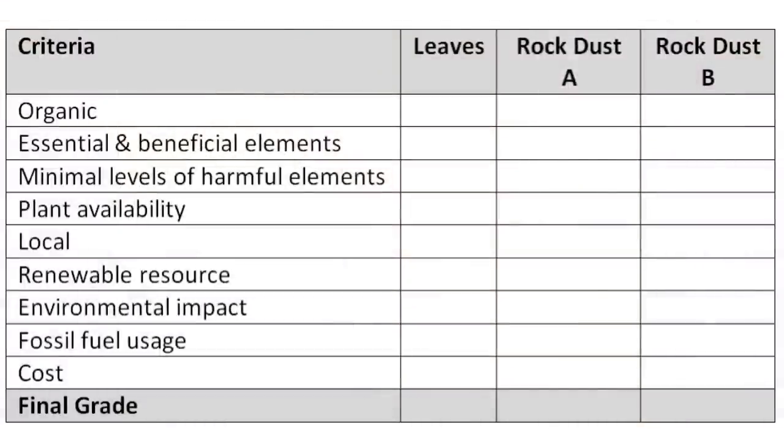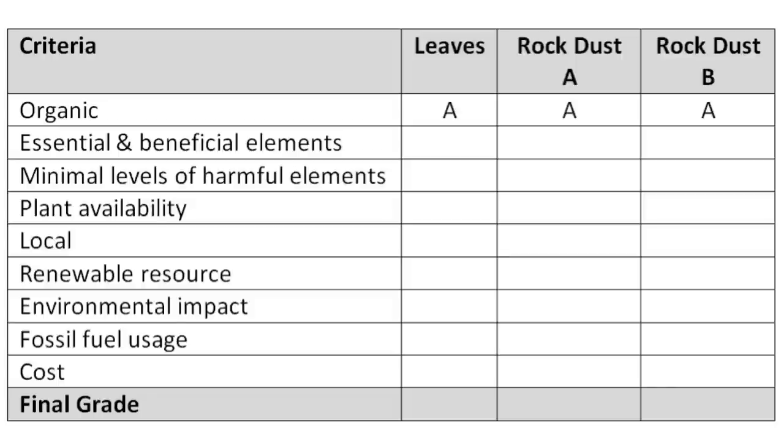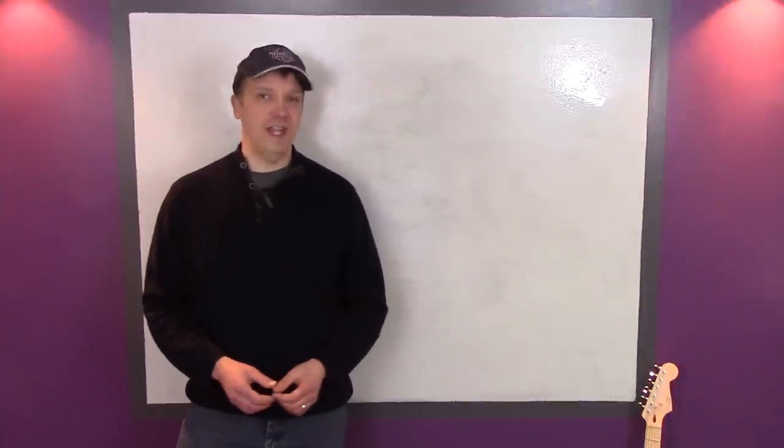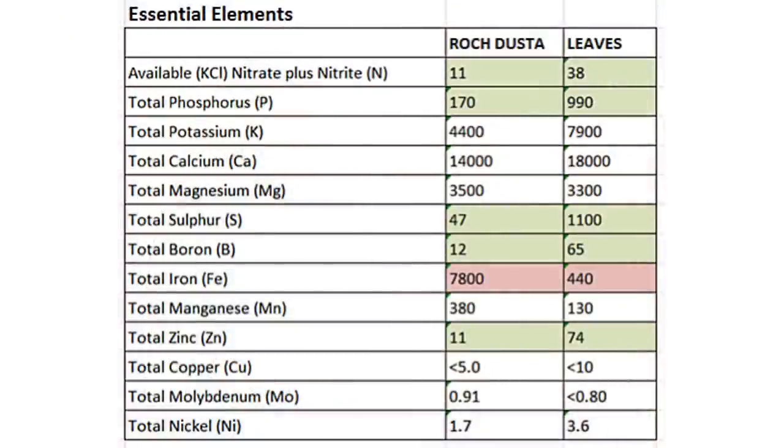The first criterion is easy to grade. Both rock dust brands are certified organic, and leaves are organic as well, so everybody gets an A. Now let's compare the essential elements in leaves versus those in the first brand of rock dust, which we'll call rock dust A. Stephen has already done a statistical analysis of the numbers, so I'll be brief.